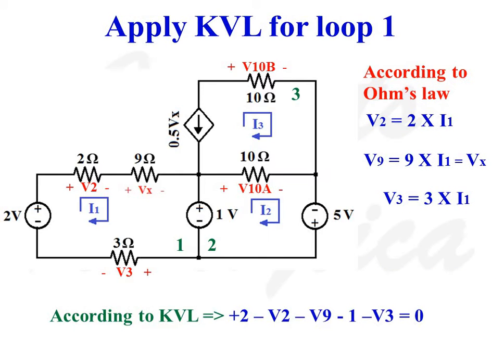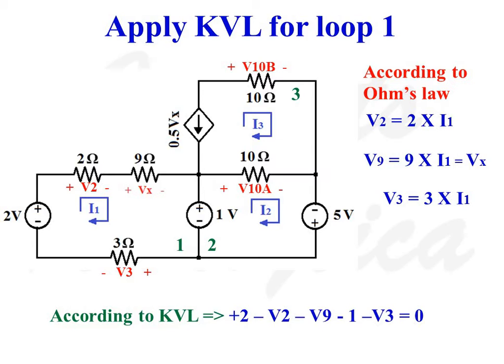Apply KVL for loop 1. In loop 1 there are 3 resistors and 2 independent voltage sources. So the direction of current is assumed to be clockwise. When we consider the 2 volt source, as we move from negative to positive, the 2 volt source should be taken as positive. When we consider voltage drop across 2 ohms resistance V2, as we move from positive potential to negative potential, V2 should be taken as negative.